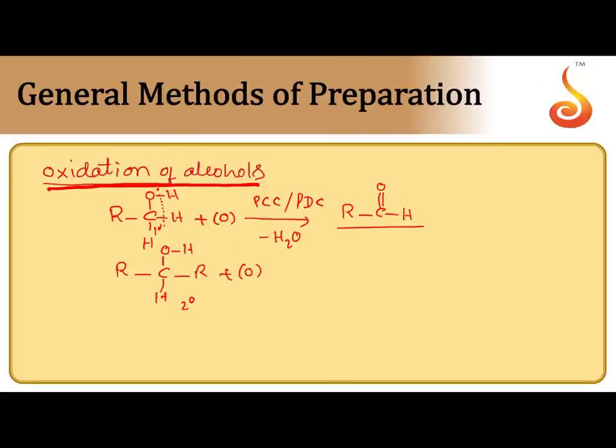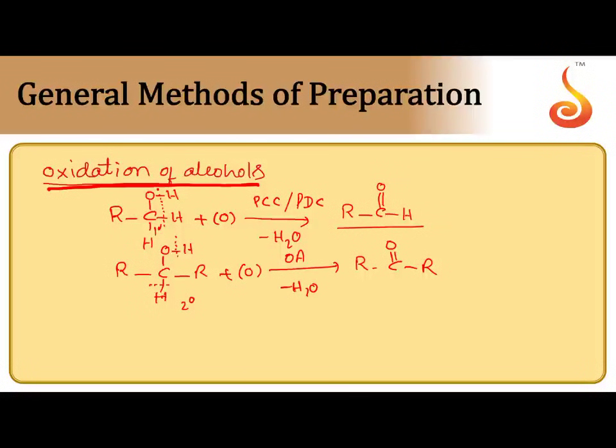Same process. Even you can use a strong oxidizing agent. Any oxidizing agent you can use, because once ketone is formed, it will not be oxidized further even by a strong oxidizing agent. So for the oxidation of secondary alcohol, even a strong oxidizing agent like KMnO4 you can use. Same process, 2 hydrogens are removed in the form of H2O. Then the product obtained is ketone.